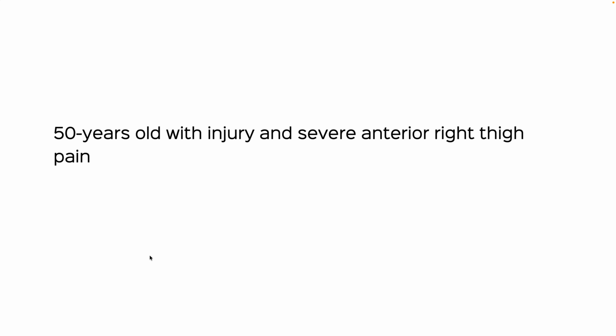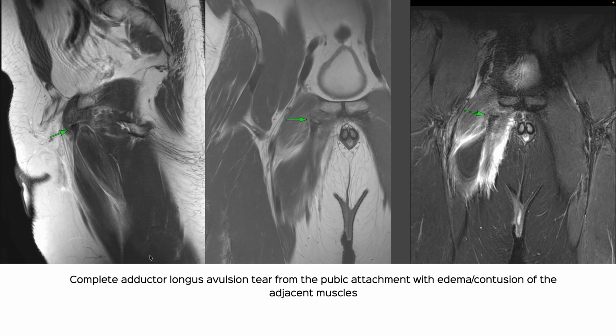So this 50-year-old with injury, severe anterior right thigh pain, and I'm still not clear about the mechanism of injury. Doesn't matter. The MR shows a classic complete adductor longus avulsion tear from the pubic attachment. You can see that beautifully here with about a centimeter's gap, and edema and contusion of all the adjacent muscles. And that would be our typical report, and that's what we would leave it at.